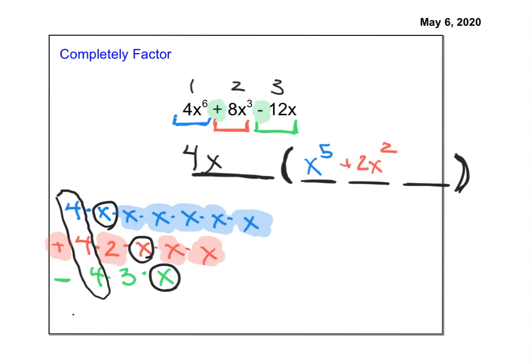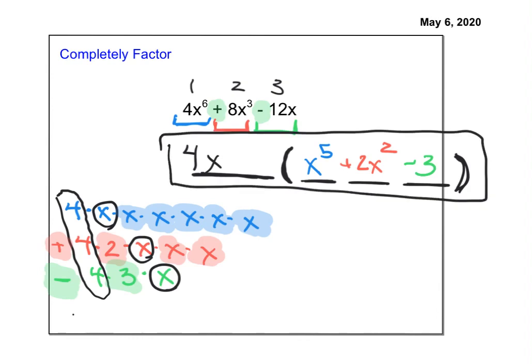And then to finish for my green, all I had left was a negative and a 3. So I'm going to write a minus 3 in there. And it looks like I kind of cleaned everything up as I went. So this would be considered the factored answer.